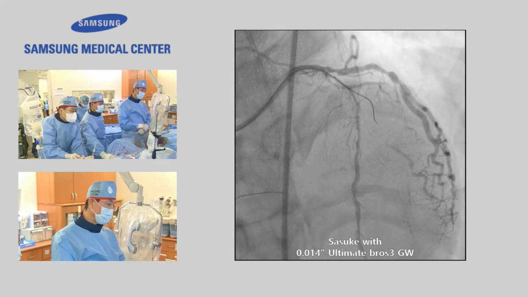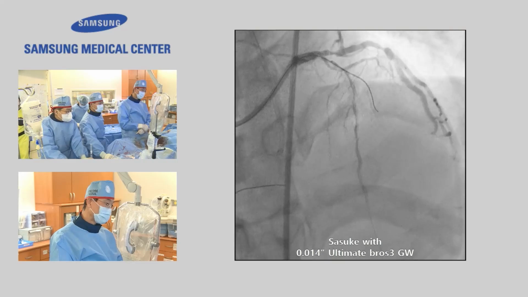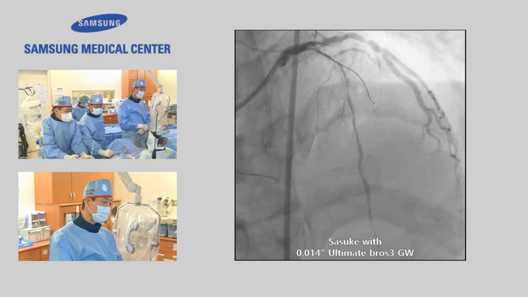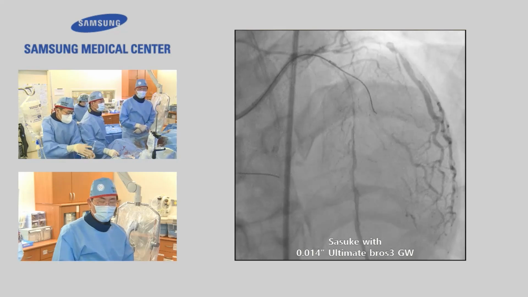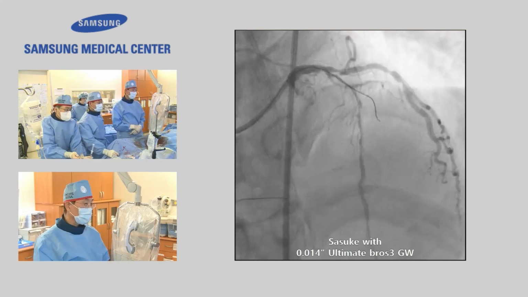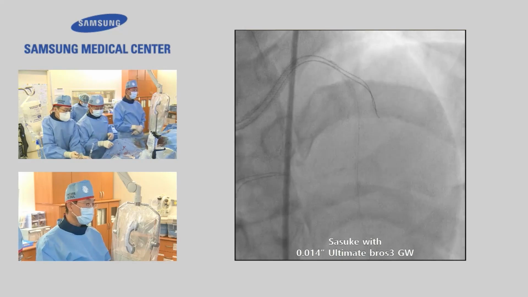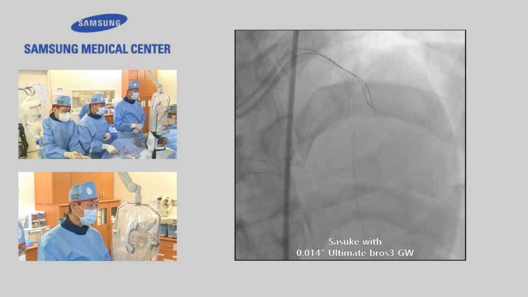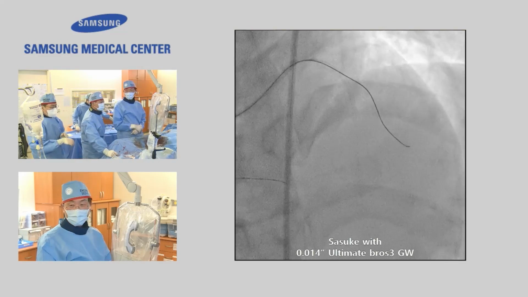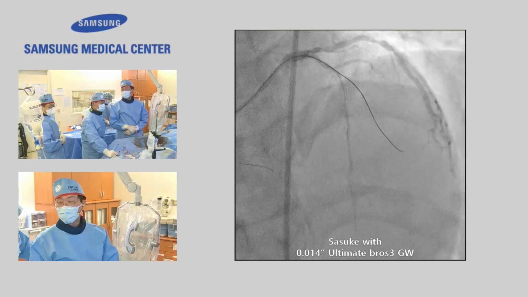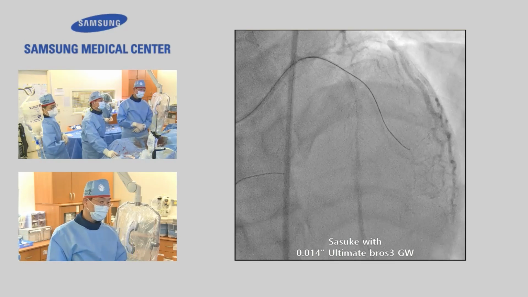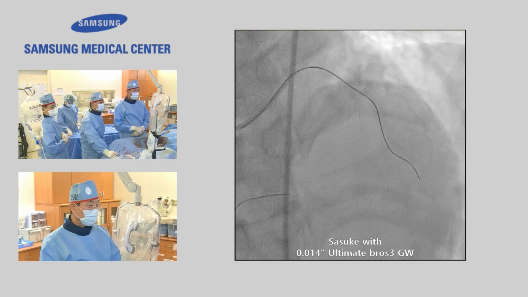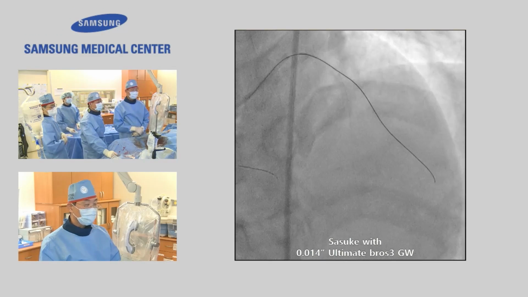What do you think? Off the target. Yes. So I like to change to the body wire technique. I exchange the wire to remove the Sasuke. As it's next, it suddenly popped in. So, oh my God, we got a perforation here. So finally, you can see some retrograde angiography show the wire inside of it.